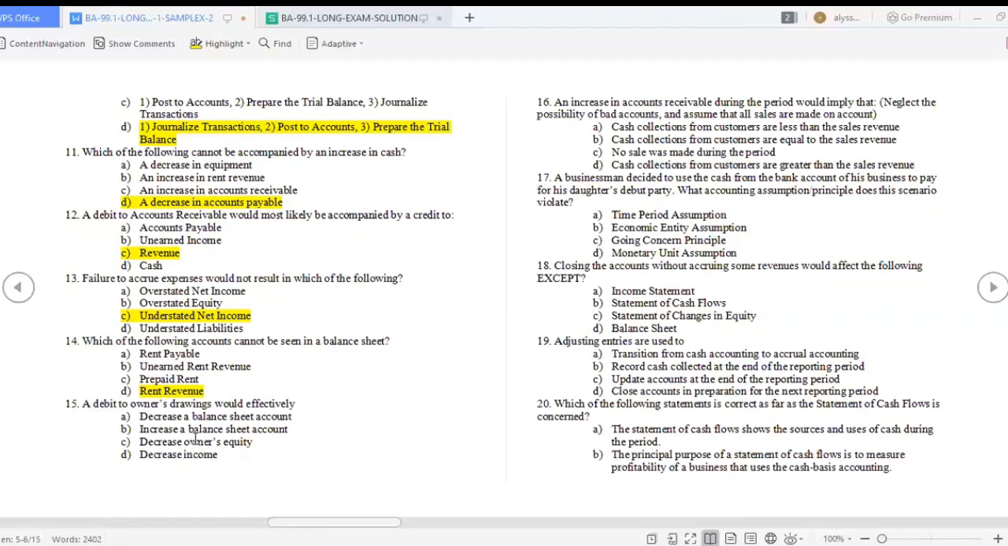Number 15. A debit to owner's drawings would effectively, so since you debit, meaning decrease the owner's equity. So the correct answer is letter C.